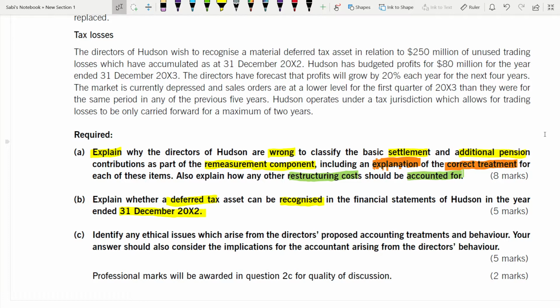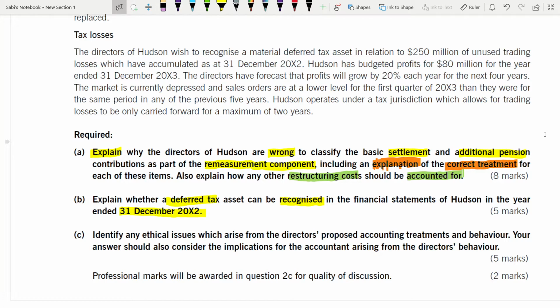Where you have to apply certain IFRS or IAS is easy because you know these are the rules. You go by the rules, you memorize, and you write it. But ethical question is not like that. It's very difficult to write an ethics answer, even if it's for 5 marks. So please pay attention because your professional marks are also there.